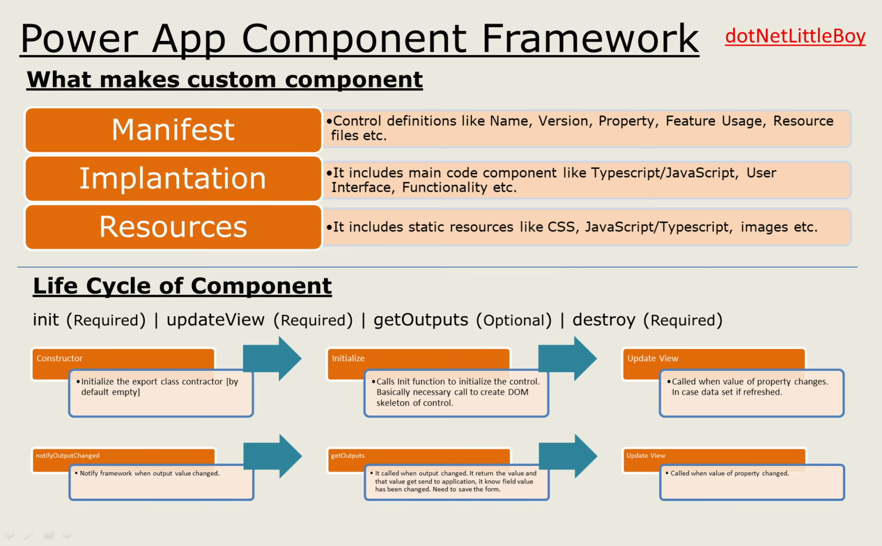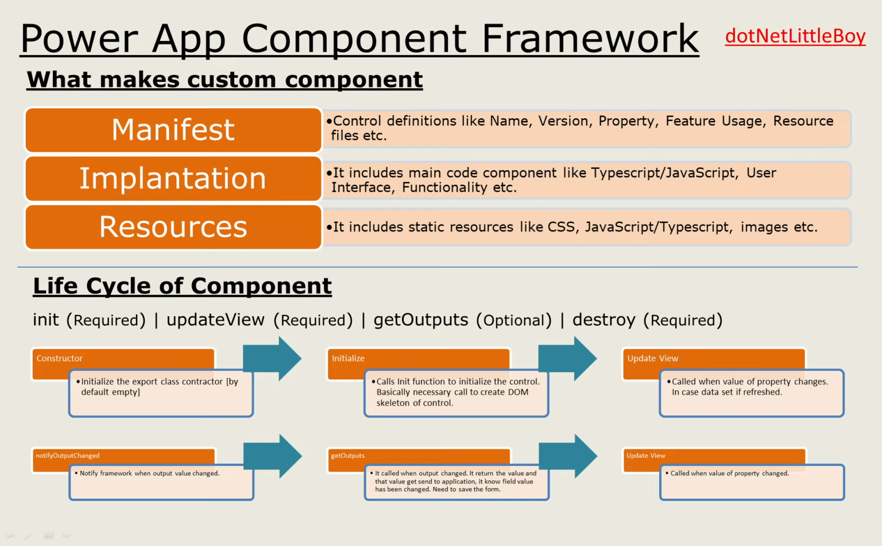After that, moving next, what makes up the custom components? When you develop a custom component, it will have a few important parts. One is the manifest file. This manifest file gives the definitions of several things of your component, like the name, the version of the component, the properties, the features which you are using, and any resources if you have included external files like a TypeScript or JavaScript file or images. Anything you include, you can add into the manifest file.